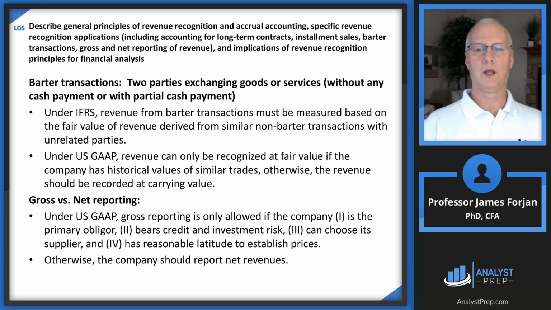So gross reporting, what does that sound like? Primary obligor, yeah, that makes sense. Bears credit and investment risk, yep. Can choose the supplier, latitude to establish prices. And so that makes sense, that should be gross reporting.